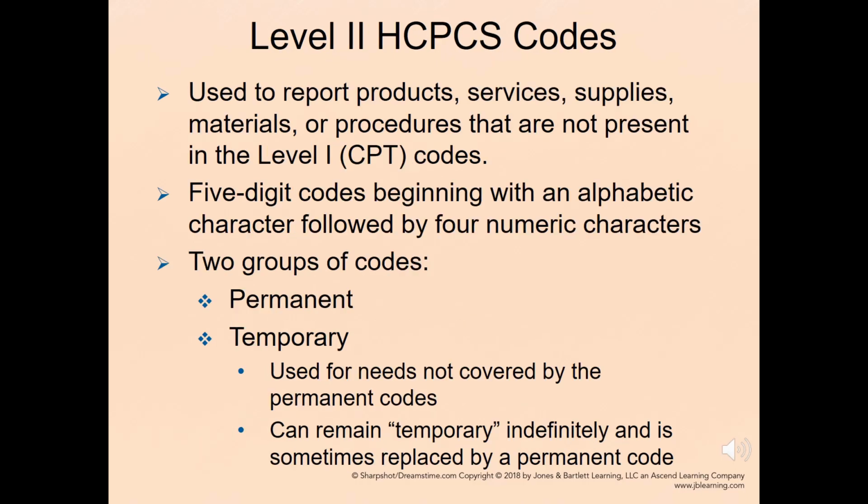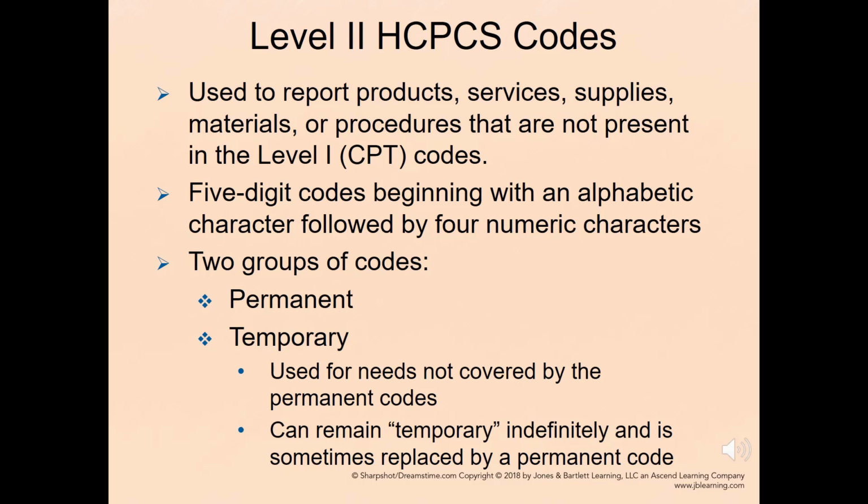The level 2 HCPCS codes are used to report products, services, and supplies, materials, or procedures that are not present in the level 1 CPT code. They are 5-digit codes that begin with an alphabetic character followed by 4 numeric characters. There are 2 groups of codes, permanent and temporary.